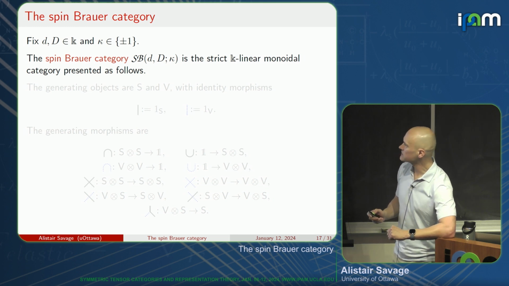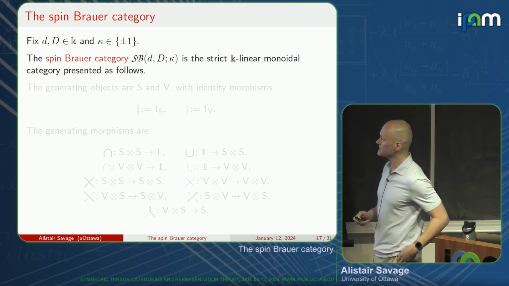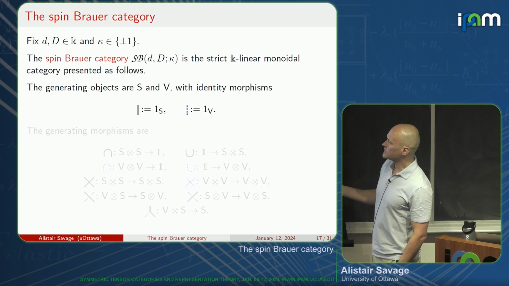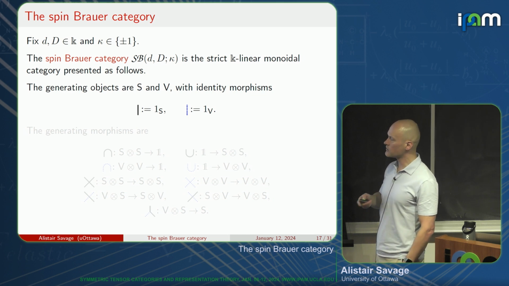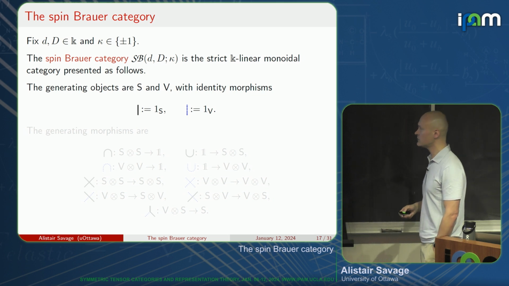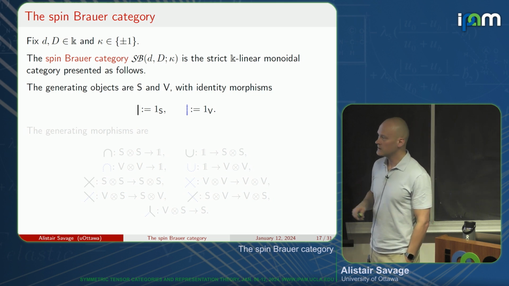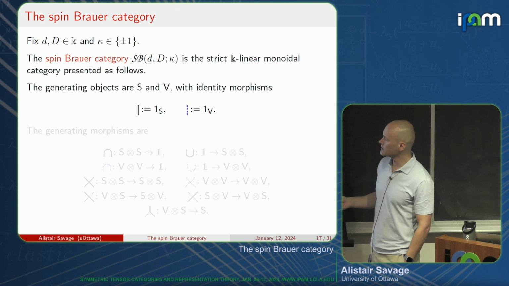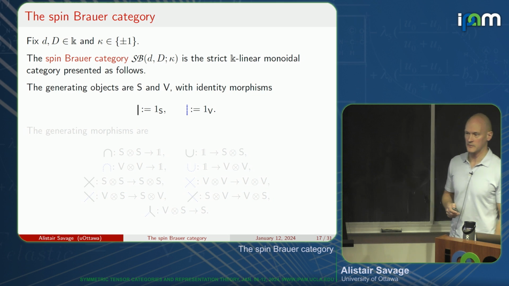So it's, again, a strict linear monoidal category that we'll define via presentation. Now we have 2 generating objects, S and V. You should think of these as our categorical analogues of the spin module and the vector module. But now we need to improve our notation so we can distinguish between the 2. So black lines will be the spin module, our categorical spin, and dashed blue lines will be our vector module.